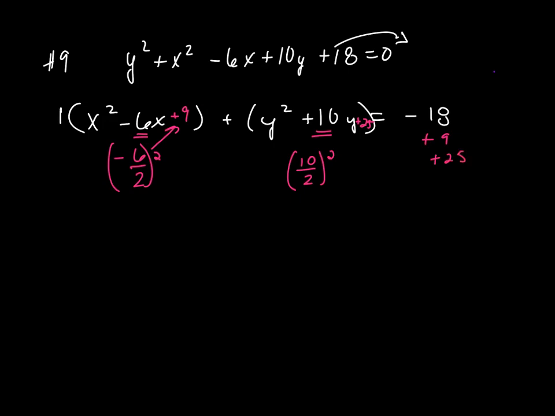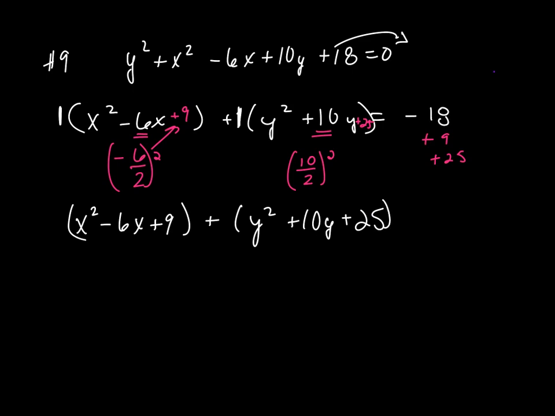Now, it's really important to realize that I have a coefficient of 1 outside both of those parentheses. You don't have that for an ellipse and a hyperbola, so do be careful with that. Let's rewrite this now. I have x squared minus 6x plus 9 plus y squared plus 10y plus 25, and all of that is equal to 16.